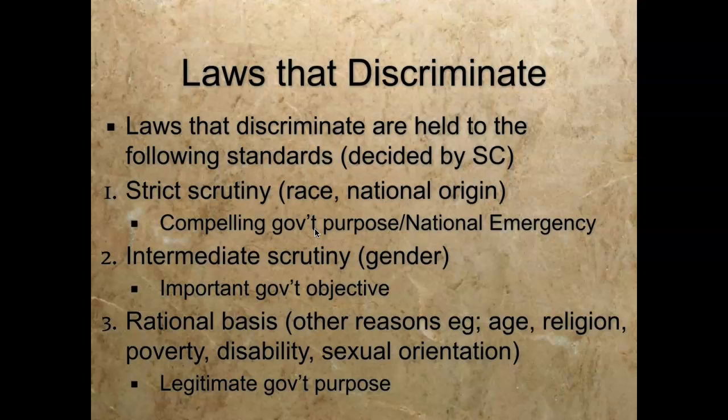So far, the only valid compelling purpose in laws that discriminate on the basis of race is national emergency, such as was the case after Pearl Harbor. In the famous 1954 case of Brown versus Board of Education, involving discrimination in the assignment of schools, the Supreme Court found no compelling government purpose in assigning children to elementary schools based on race.